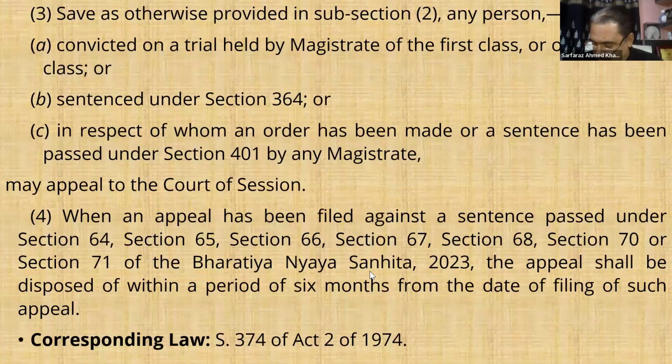So, when we look at these provisions, when we're talking about appeal from the magistrate court, the basic rule is that an appeal from the magistrate court is filed to the Court of Session. So that's the basic principle here. And when we're talking about 364, it's the provision which says the procedure when a magistrate cannot pass a sufficiently severe sentence.